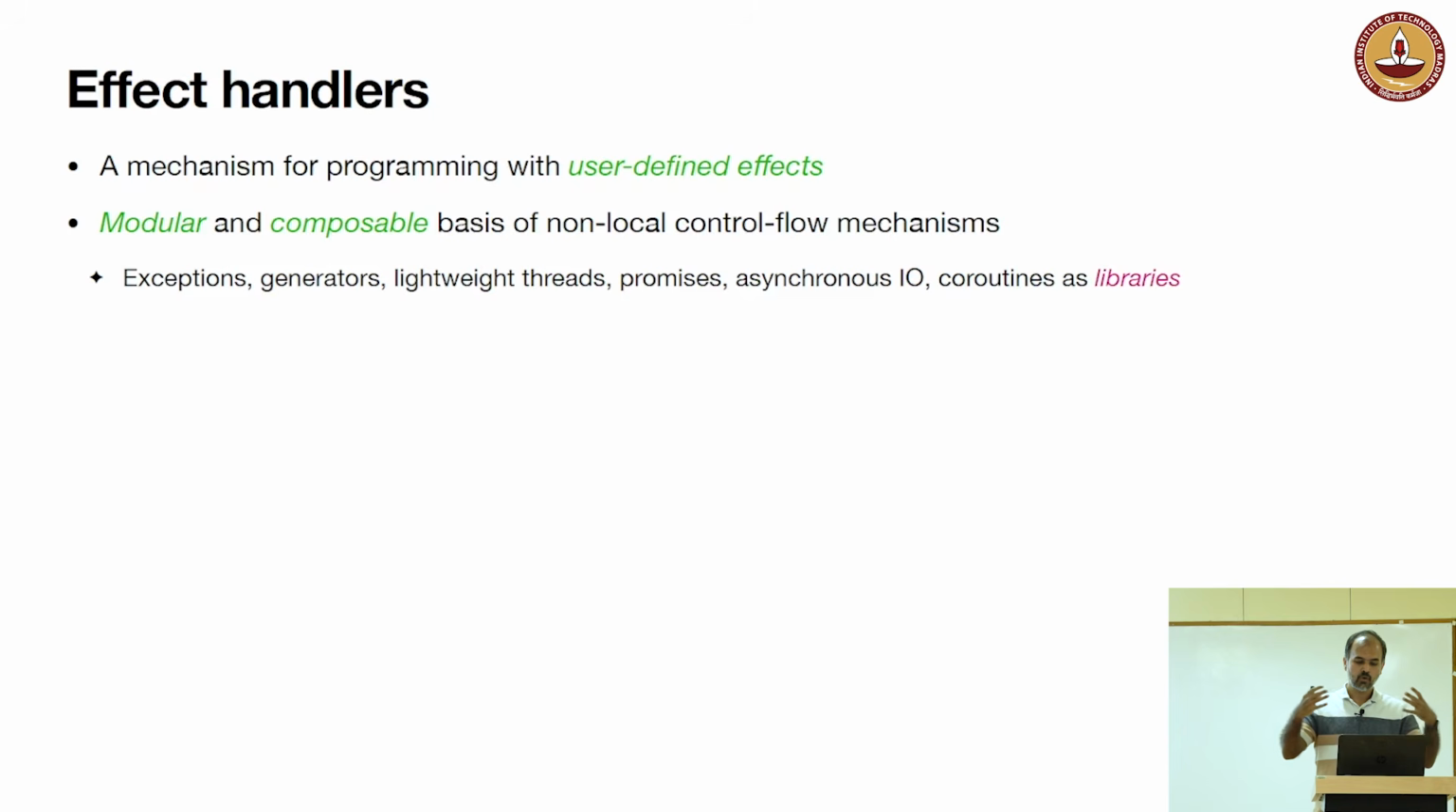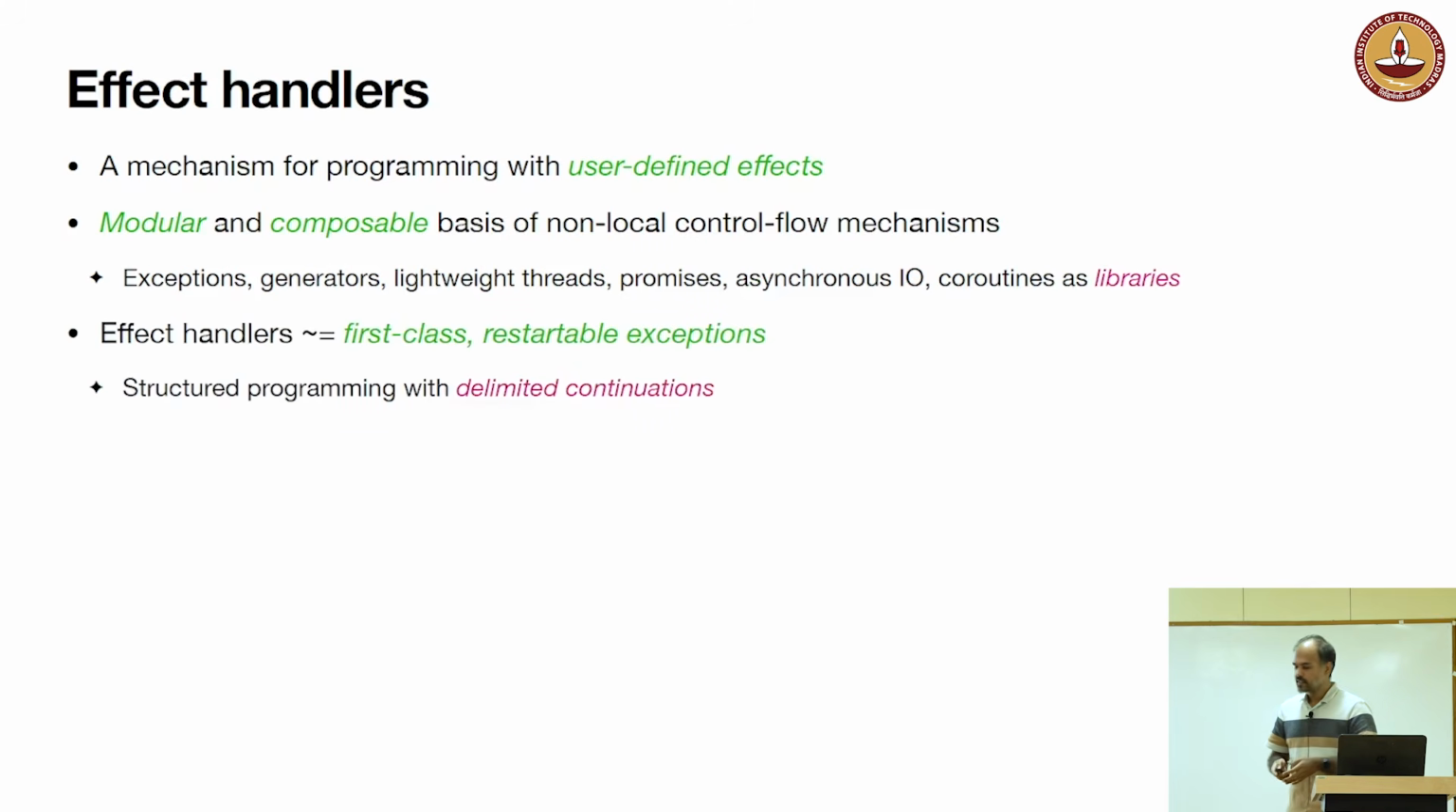And the meaning of how all these features interact is just through compilation. Because you are implementing it as a library, you clearly know what they are all implemented with, so you can reason about them in the same framework. If you program with exceptions, effect handlers are nothing but first-class restartable exceptions. With an exception, you throw it, you handle it, and you're done. But what if you had the ability to throw an exception, handle it, and then go back? That's what effect handlers provide you.